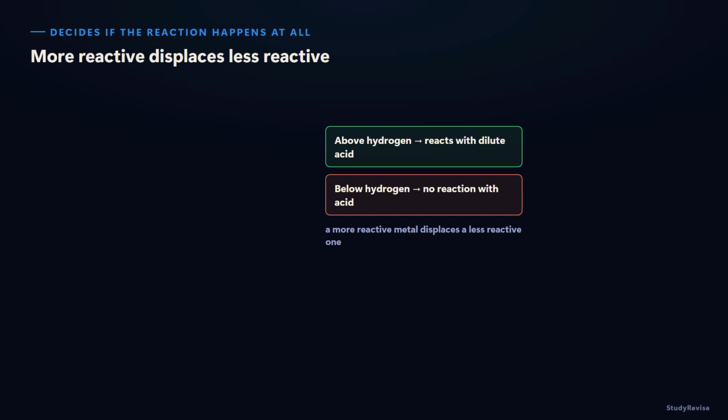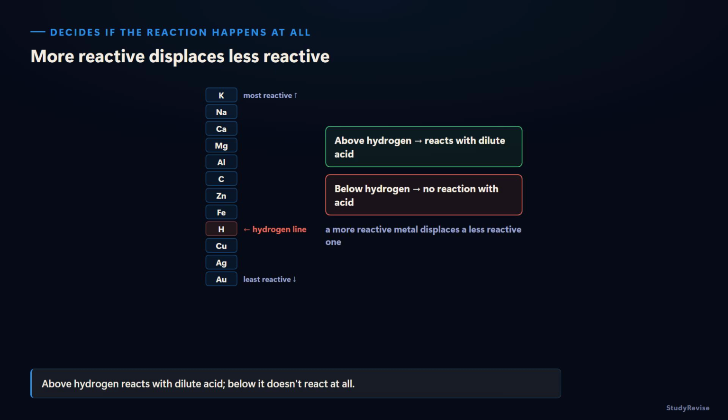One last idea, and it decides whether an entire reaction happens at all: the reactivity series. Potassium, sodium, calcium, magnesium, aluminium, carbon, zinc, iron, hydrogen, copper, silver, gold, roughly in order from most to least reactive. A more reactive metal will displace a less reactive one from a compound. A metal above hydrogen reacts with acid to produce a salt and hydrogen gas. A metal below it doesn't react with acid at all. Get the order even slightly wrong, and a displacement question that should have worked on paper suddenly doesn't, or a reaction predicted to happen shouldn't have been predicted at all.